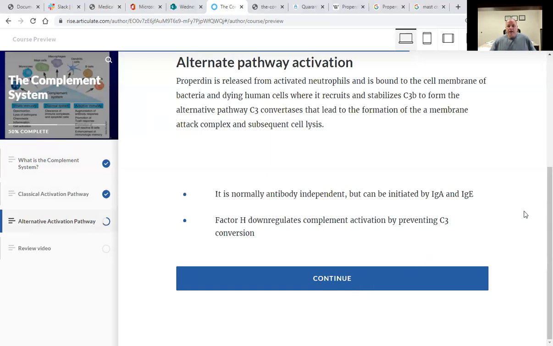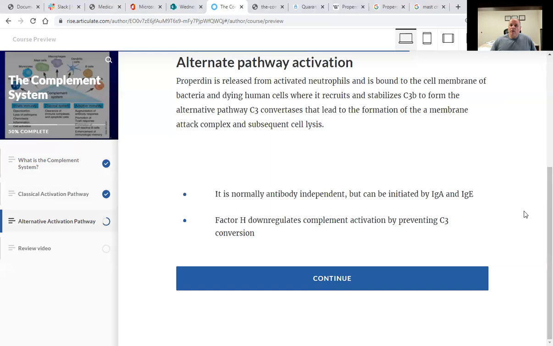So the alternate pathway is normally antibody independent, but it can be initiated by IgA and IgE. So the classical pathway is initiated by IgM, IgG1, IgG2, and IgG3. The alternate pathway typically is antibody independent, but it can be initiated by IgA and IgE.